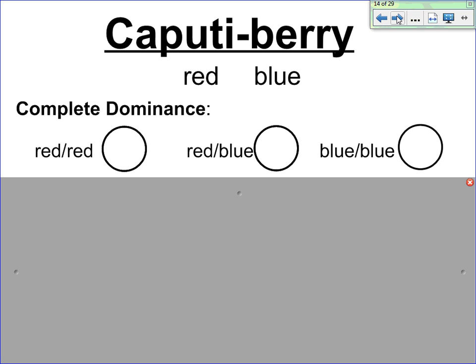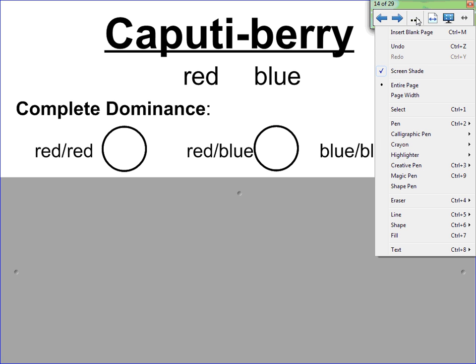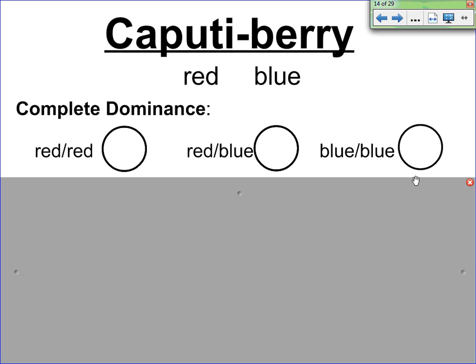So if we take a look at complete dominance in Caputi berries, let's grab a pen for a second, I'll help with this. You could have either a red allele and a red allele. You could have a blue allele from one parent and a blue allele from the other. Or you could be given a red allele from one and a blue allele from the other. So those are our options, because remember, you only have two alleles for each trait.